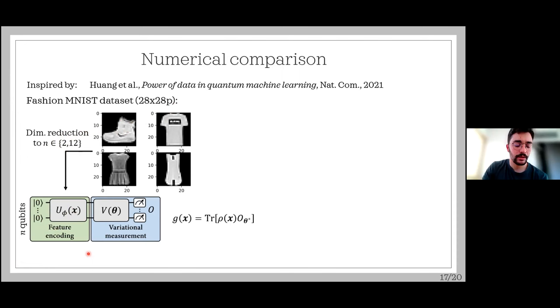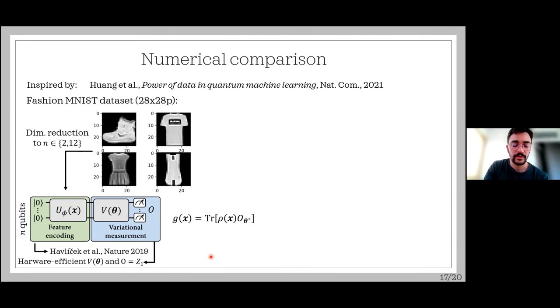And in this task, what we do is we effectively generate labels using an explicit classifier. So we only keep the inputs from the Fashion MNIST distribution. We do some processing X to embed them in an explicit classifier. And then we use a random assignment of thetas to generate a labeling function over this data set, okay? Effectively, what we use here is a feature encoding proposed by Havlicek in the seminal paper. And as a variational measurement, it's just the hardware efficient unitary and some observable Z on the first qubit.